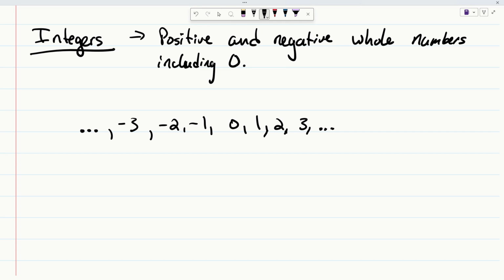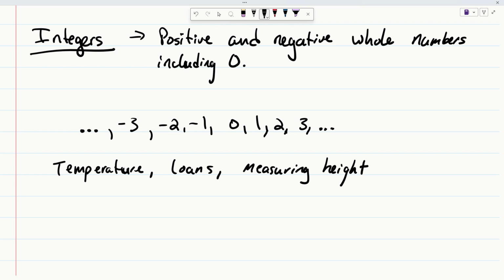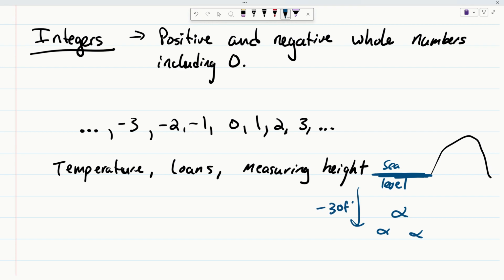Now, we use these all the time. Temperature readings, loans, measuring, we'll say height. Like for example, you have a mountain. So there's my picture of a mountain. Then at the bottom of the mountain, you have some water. So we would call that sea level. And then our little fishies live underneath it. So this would be like negative 30 feet of depth.